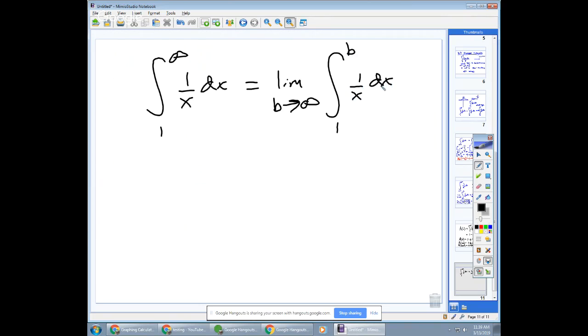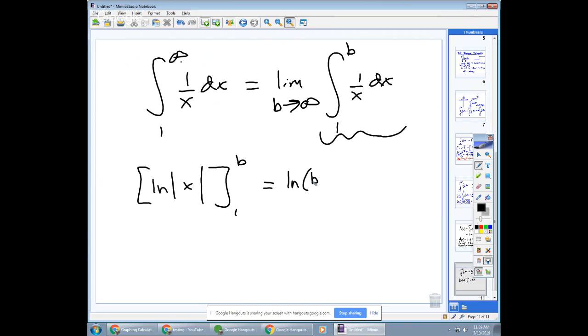Usually what I do is ignore the limit for a little while and just clean up the integral. So ignoring the limit, what's an antiderivative for 1 over x? We've got the natural log of the absolute value of x, and we need to evaluate that from 1 to b. Now, b is to the right, my assumption here, because I'm heading to positive infinity, which means I really don't need absolute value anymore. So this becomes the natural log of b minus the natural log of 1.